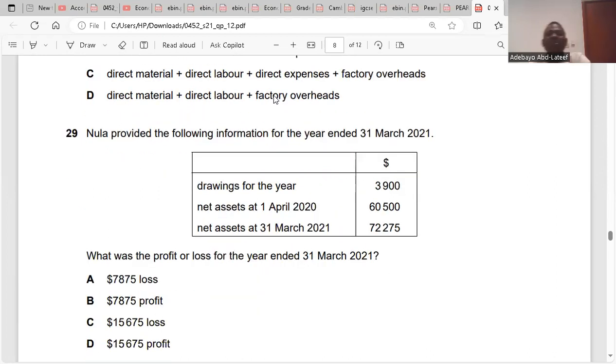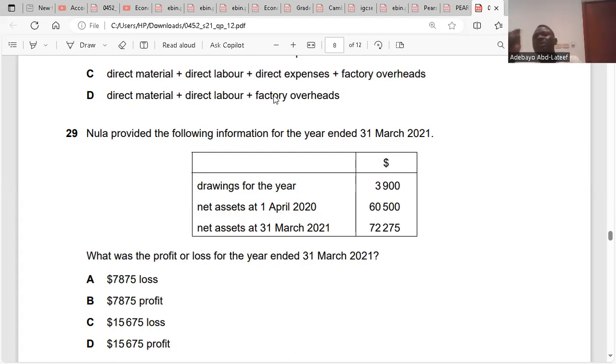Question 29. Nula provided the following information for the year ended 31st of March 2021. What was the profit or loss for the year ended 31 March 2021? Drawings for the year was 3,900. Net assets at the beginning of the year was 60,500. Net assets at the end of the year, which is the closing net assets, is 72,275. So how do you calculate profit here?